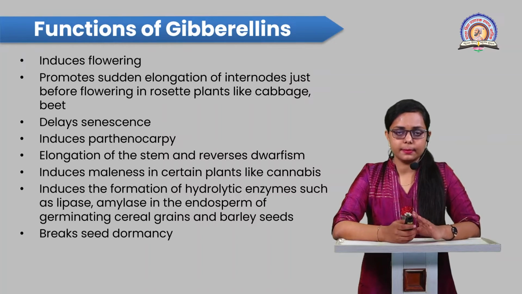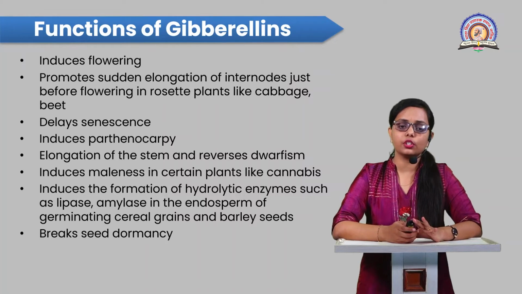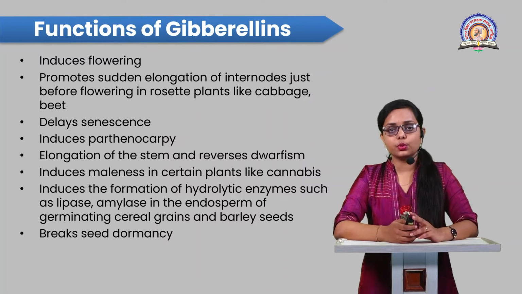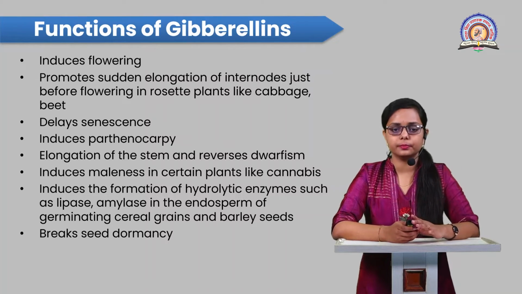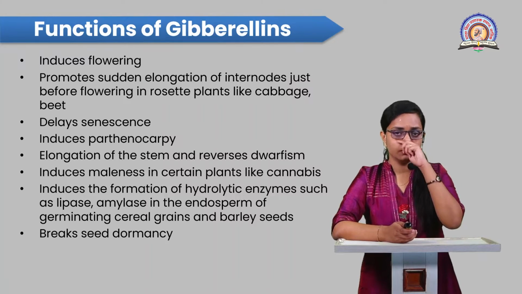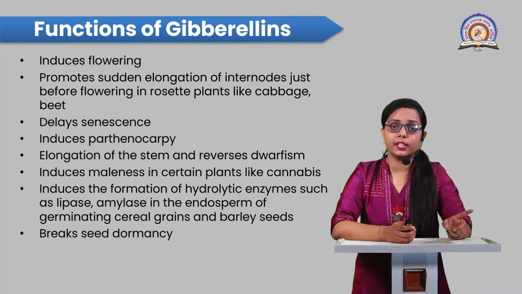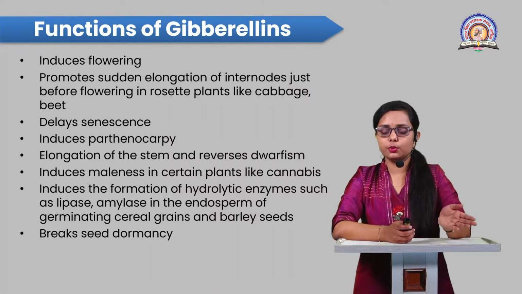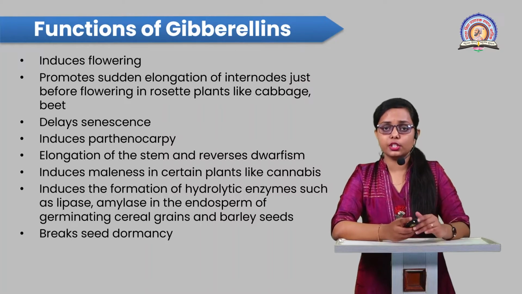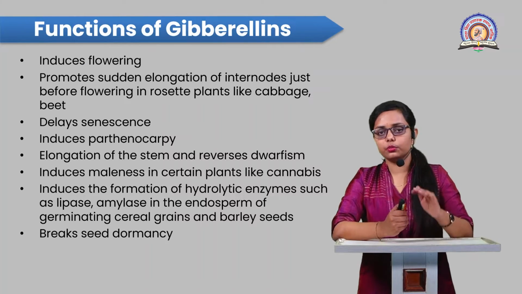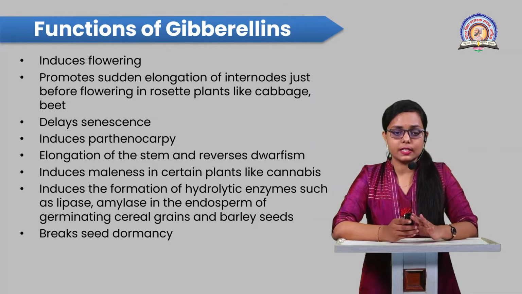Elongation of the stem is a function, as you can observe in Bakane disease, where there was elongation. And it reverses dwarfism. So if we want our plant to grow taller than natural, we can use gibberellin. Or if we want our plant, for example a rice plant, to grow dwarfer or shorter, we can use inhibitors which inhibit gibberellin, and that is how we can have the dwarf plant. There is no gibberellin in the plant, so it won't grow in height, and we don't have the unnecessary elongation of the stem.